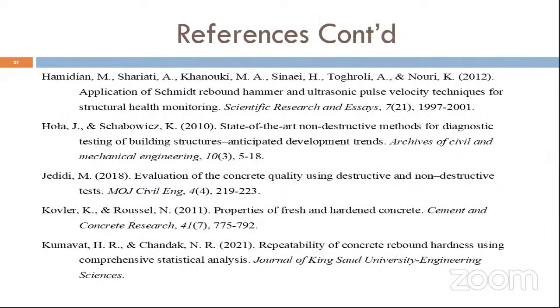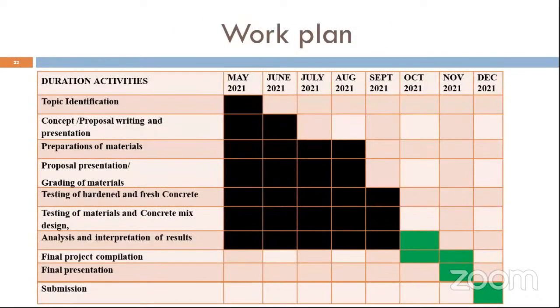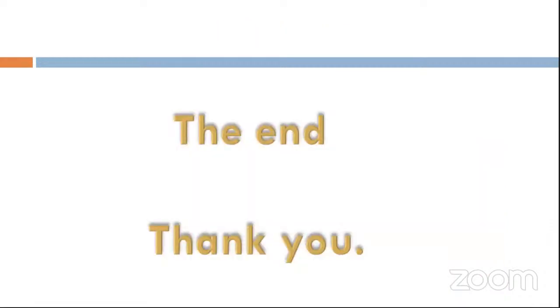Those are our references. And this is our work plan, starting from May to December, and we are already in progress. The ones indicated in black, May up to September, we have already fulfilled. Now we are in October, still in the process of obtaining the final results so that we can have comprehensive data coverage. In November, we do the final compilation and the presentation. Then in December we do the submission. That is the end. Thank you.